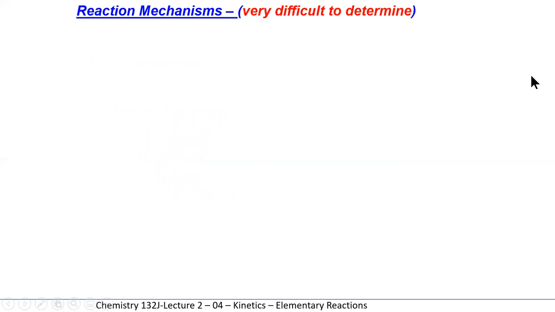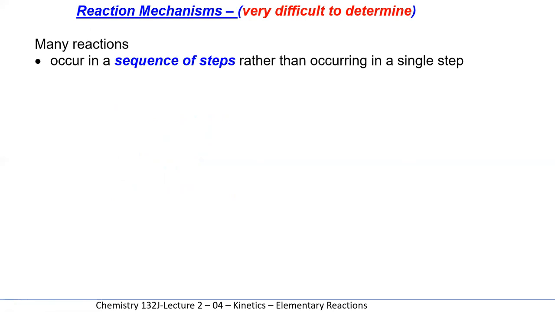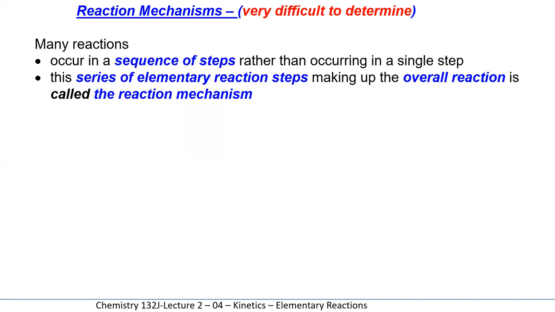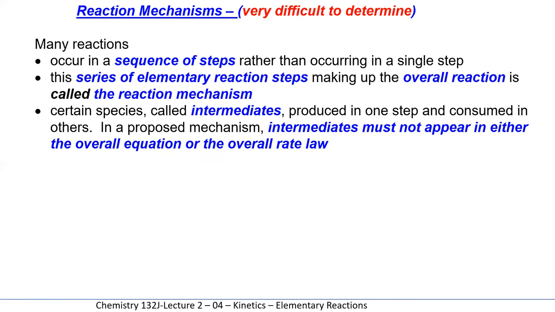Now, reaction mechanism. It's very, very difficult to determine reaction mechanisms. In fact, very few chemical reactions have been analyzed to the point where they can figure out reaction mechanisms. So many reactions occur in a sequence of steps, and some of those intermediates and steps last for very, very short periods of time and are virtually impossible to detect easily. So we can look at the overall reaction and sometimes deduce a reaction mechanism based on experimentation that's done. Oftentimes in these reactions, you have intermediates that are produced in initial steps and then consumed in later steps, but do not appear in the overall equation.